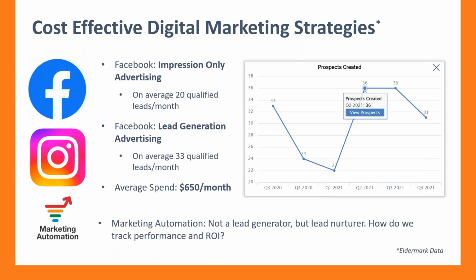So, cost-effective digital marketing strategies. This is just some data I pulled out of Eldermark. When we were doing impression-only Facebook, we were seeing on average about 20 qualified leads per month. When we started doing the lead generation advertising with the qualifying form fill questions, we're looking at 33 qualified leads per month here. So that was pretty exciting to see.